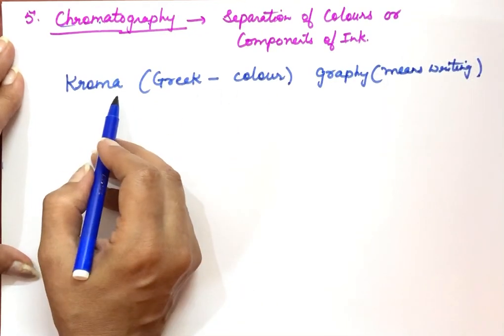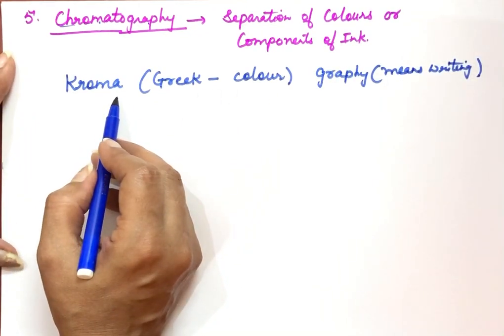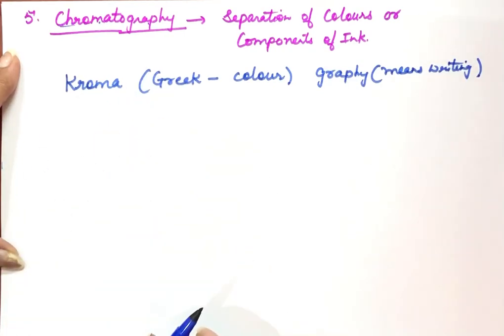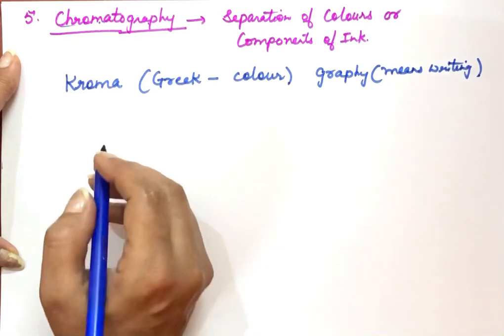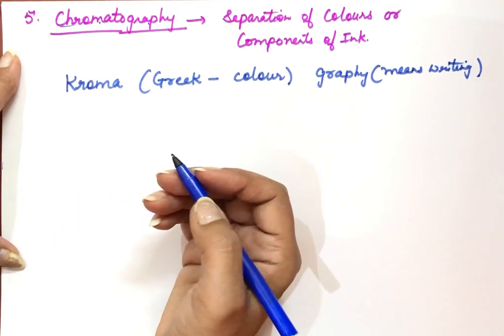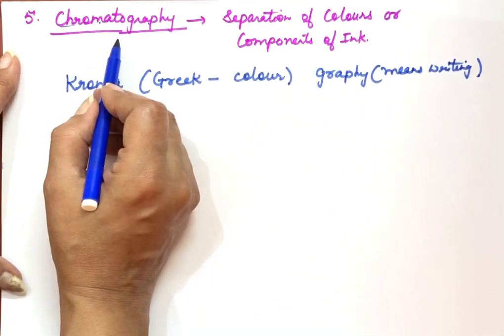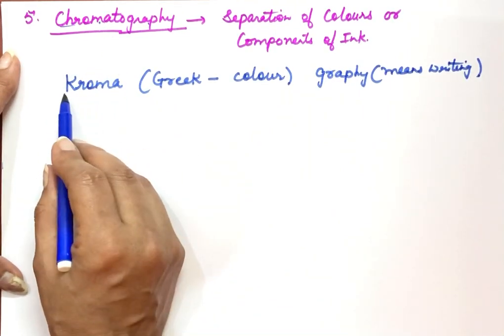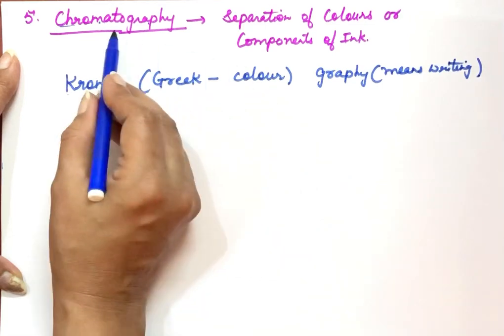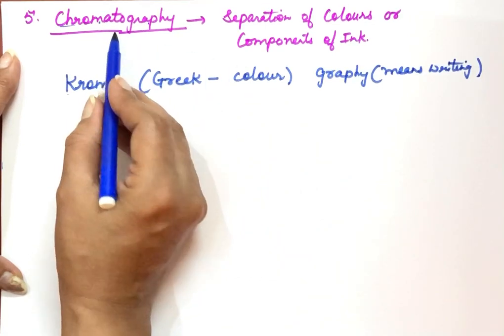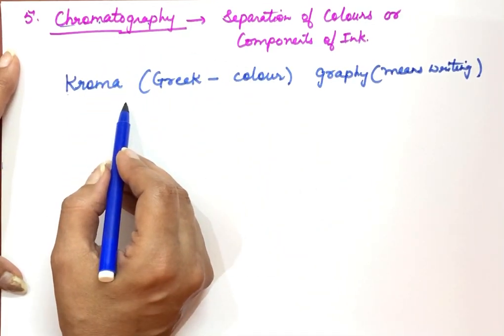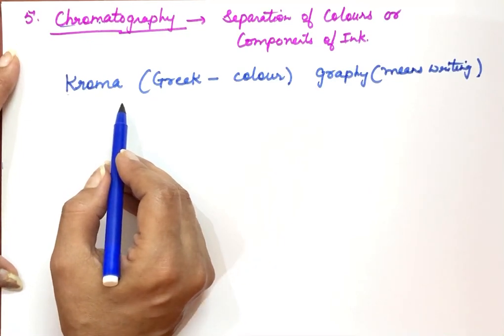Because the method was actually first of all used to separate the colored substances only. However, now this technique is widely used for separation of both colored and colorless components of a mixture. But initially it was just used for the separation of colored components. Chroma means color. That is why it got the name chromatography. But nowadays we can use this technique to separate colored as well as colorless components of a mixture.